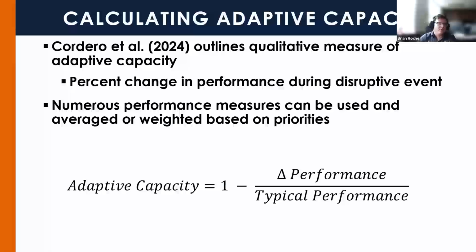So one of the frameworks we looked at was Cordero et al. in 2014, and he outlined quantitative measures of adaptive capacity, which is effectively a percent change in performance during that disruptive event. And for this framework, the way we're calculating this is a change in performance over the typical performance that you'd expect during a non-disruptive event, and subtract that from 1 to give an adaptive capacity score. And for this, you can use numerous performance measures that can be averaged or weighted based on the priorities of the project.